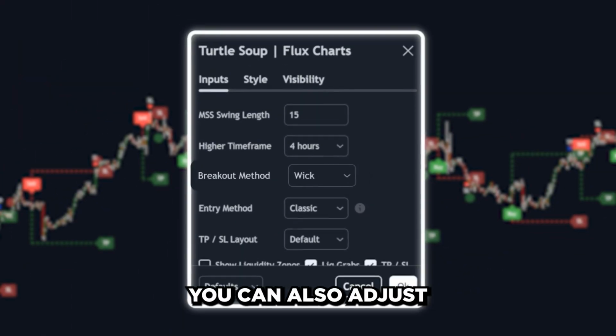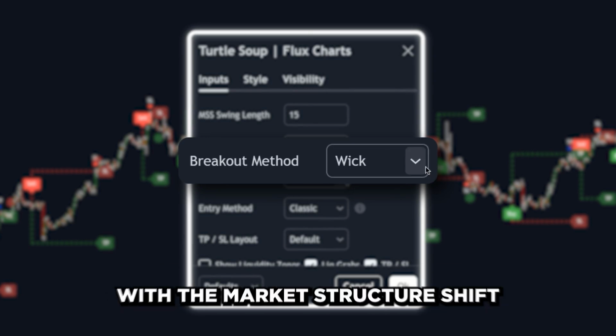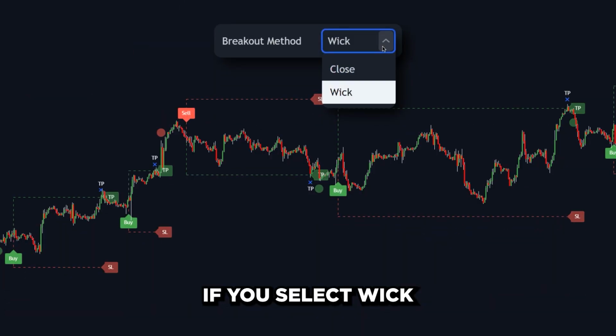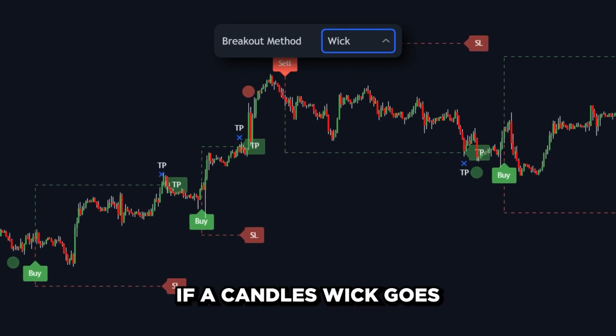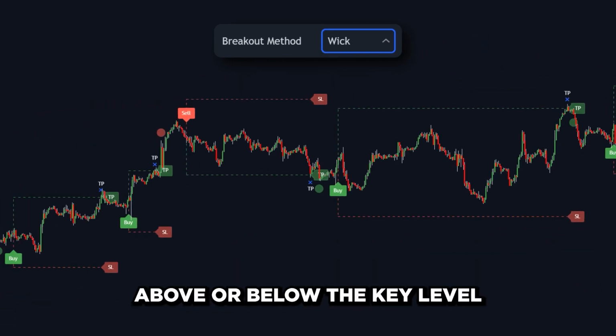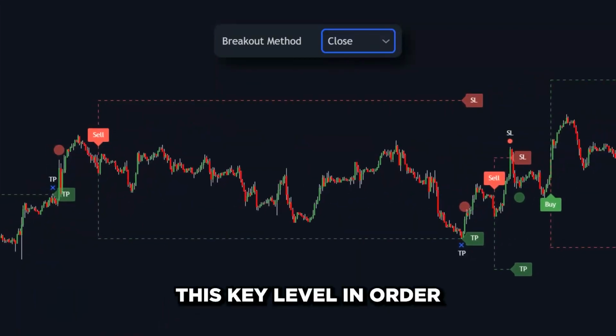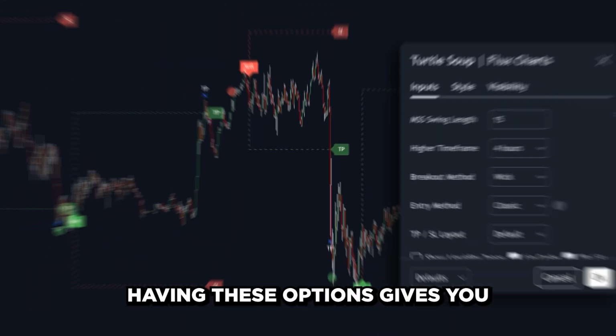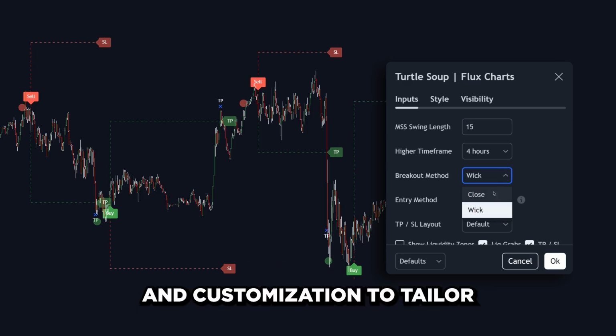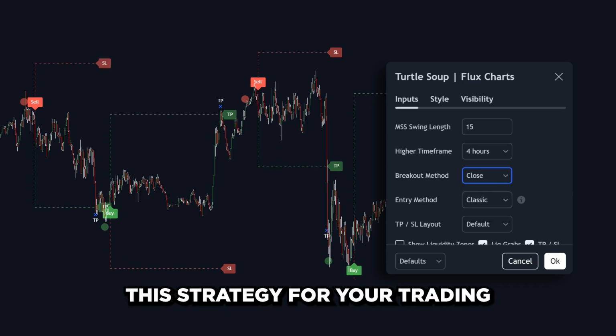You can also adjust the breakout method, which is correlated with the market structure shift. If you select wick, a MSS will be detected if a candle's wick goes above or below the key level. If you select close, a candle must close above or below this key level in order for a MSS to be detected. Having these options gives you the flexibility and customization to tailor this strategy for your trading.